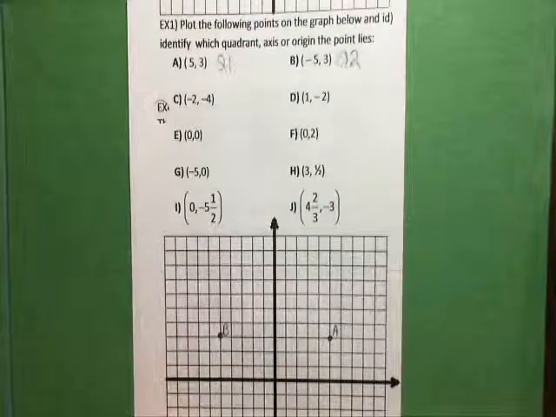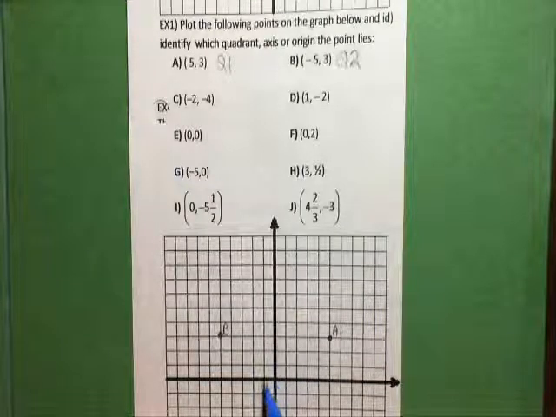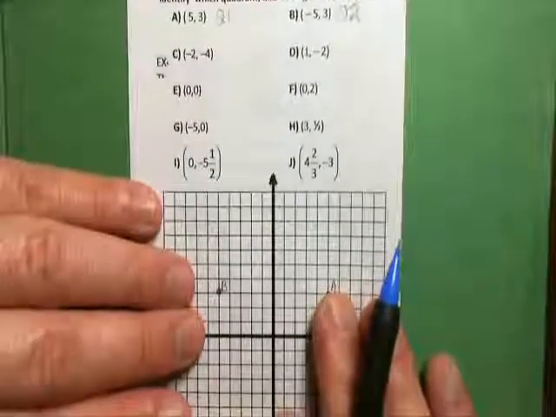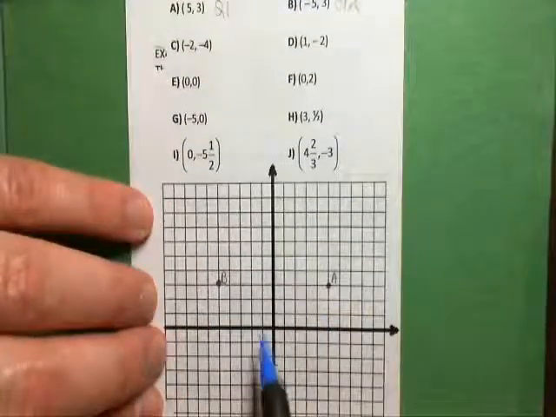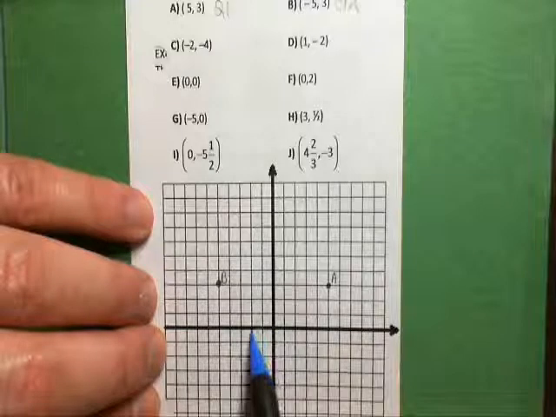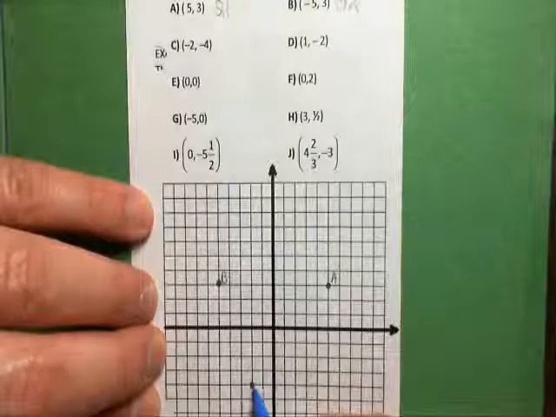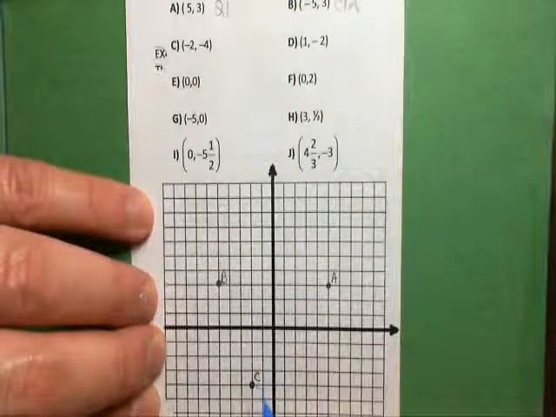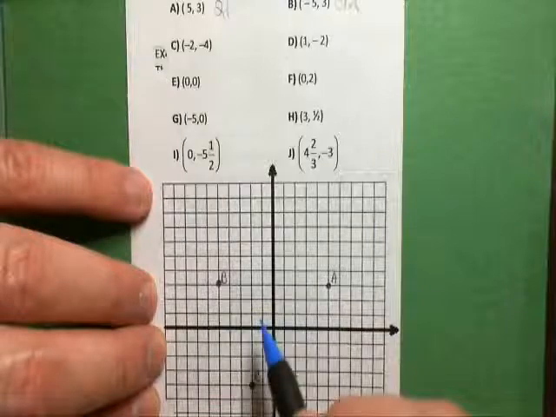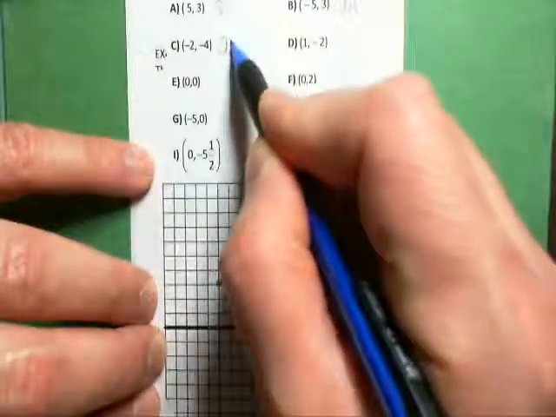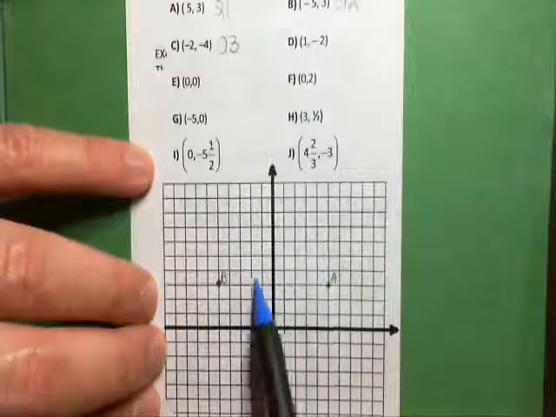Okay, let's do letter C. Letter C is -2, -4. So 1, 2 to the left. And the second coordinate is -4. Let me move the paper a little bit so we can see down to 4. So 1, 2, and then 1, 2, 3, 4. So this would be letter C. And what quadrant is this? This is in quadrant 3. Quadrant 1, 2, 3.